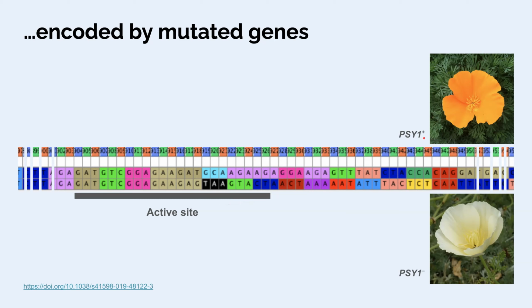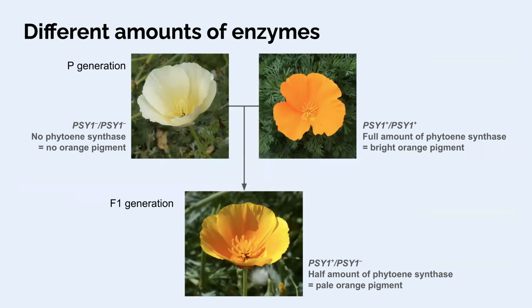So PSY1 plus is the functional wild type version of the PSY1 gene, and PSY1 minus is the non-functional or missing or broken mutated version of the PSY1 gene. And then of course, because these are plants, I don't know if you knew, but plants are diploid. So flowering plants are diploid, and they get 2 copies of the PSY1 gene.